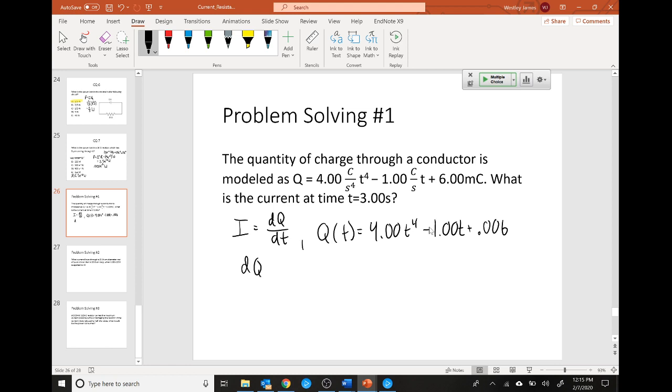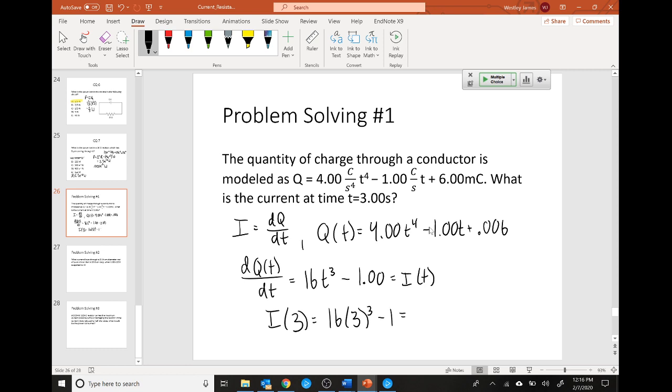So if I do dQ, which is a function of t, with respect to t, it's just taking the derivative. Derivative of 4 times t to the 4 is 16 times t to the 3 minus derivative of 1 times t is 1. And we actually didn't even need to worry about that, but it was still good to catch that unit there anyway. All right. And this equals current with respect to time. So now all you have to do, plug in 3, because we want to know it at 3 seconds. That's our base unit. So 16 times 3 to the 3rd minus 1 equals 9 times 16.